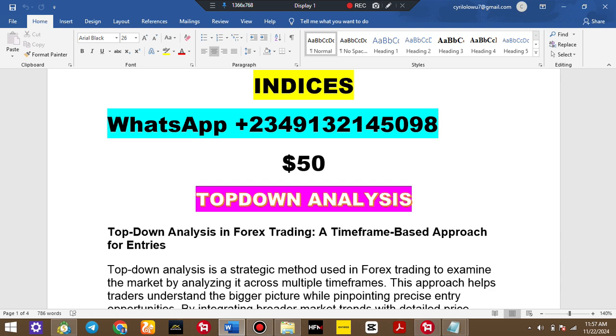Today's topic is how you can do your top-down analysis as a trader. If you're a new trader, the best thing to do before you take trades is making analysis, understanding the trend of the market so that you don't trade against the trend of the market.